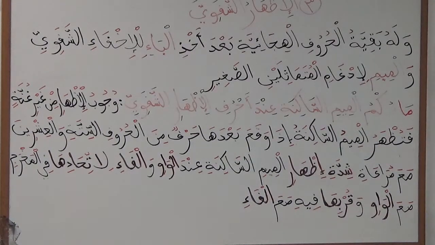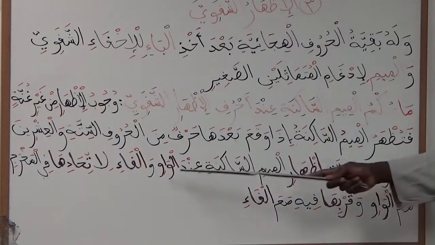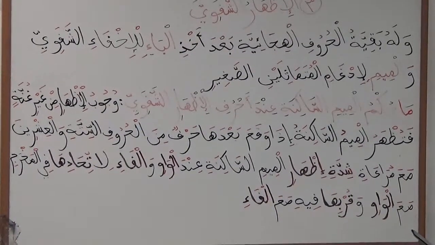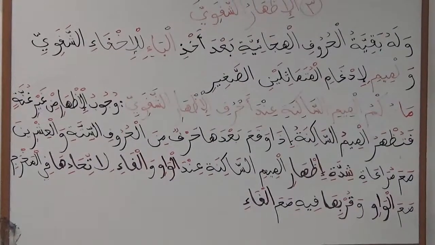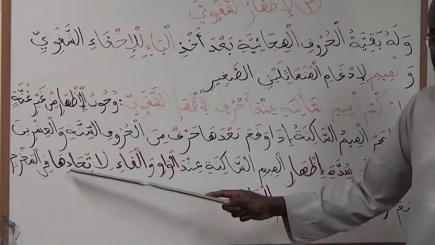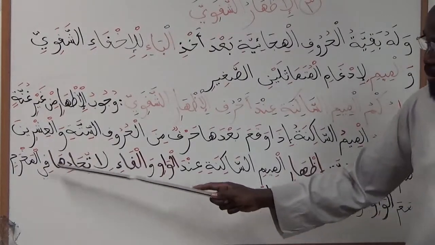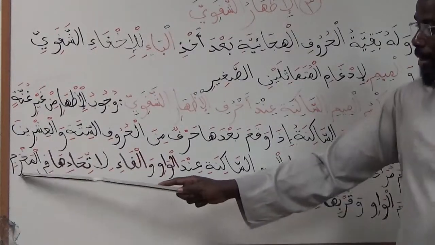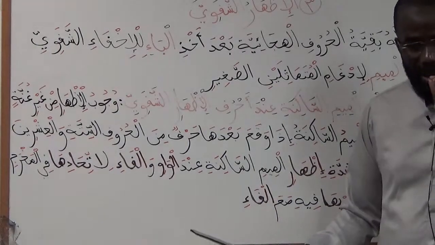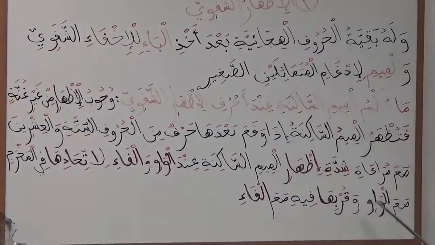But why do we do that? Why is it that when I have a meem that has a sukun, and it's followed by a waw or a fa, I have to do the izhar better? It has to come out much clearer than the rest of the letters. He says the reason is لِاتِّحَادِهَا. It's because the meem has the same makhraj. لِاتِّحَادِهَا فِي الْمَخْرَجِ مَعَ الْوَاوِ. Because the meem has the same exit as the waw.